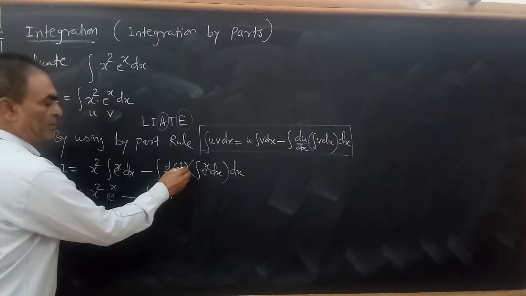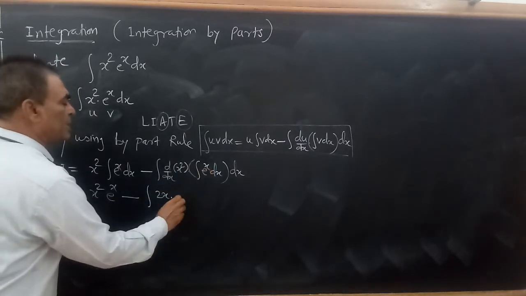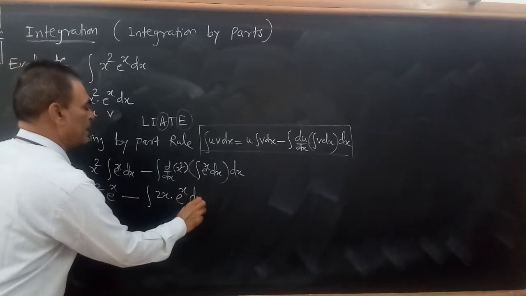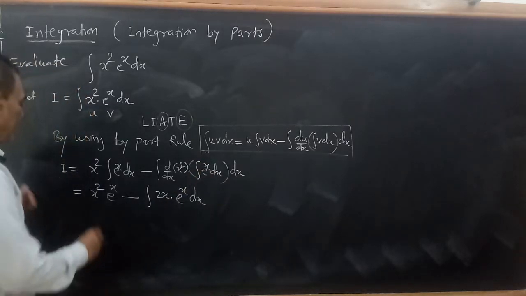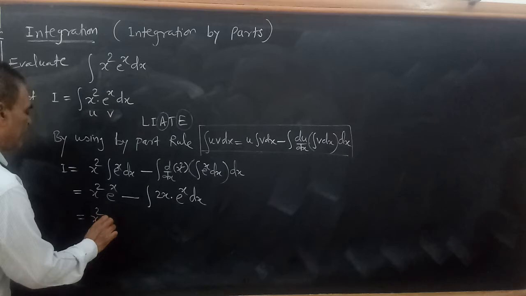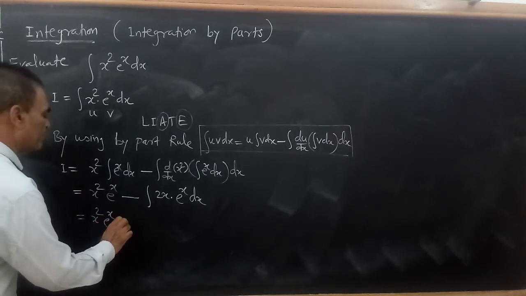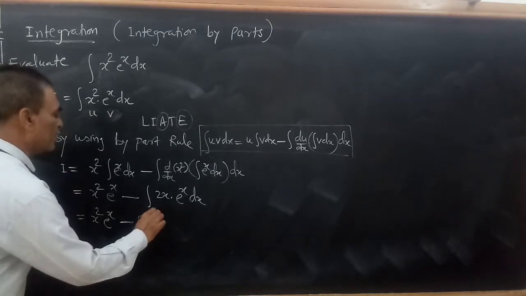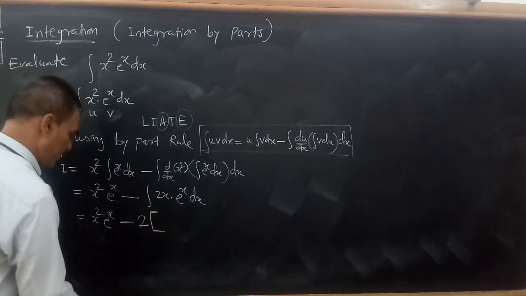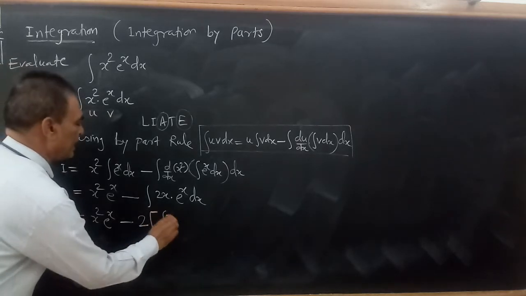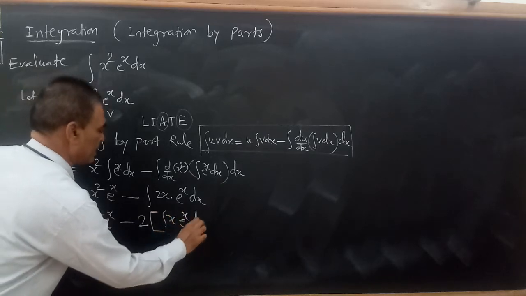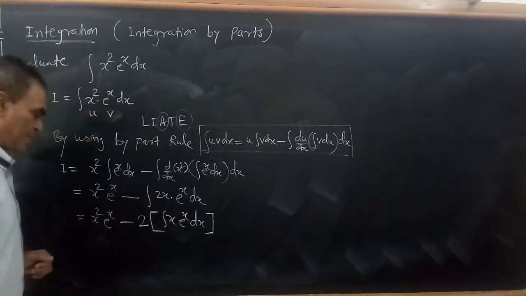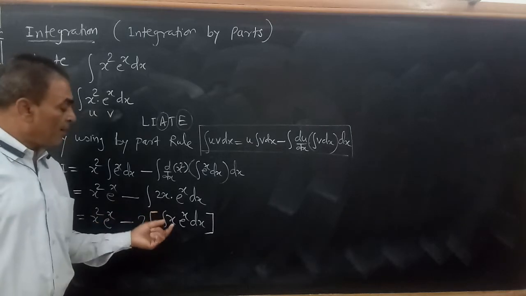Derivative of x square. Integration of e raised to x, e raised to x dx. Okay, which is equal to x square e raised to x minus, take 2 outside the integration, use bracket and write x e raised to x dx. Try to understand how to take integration of this.